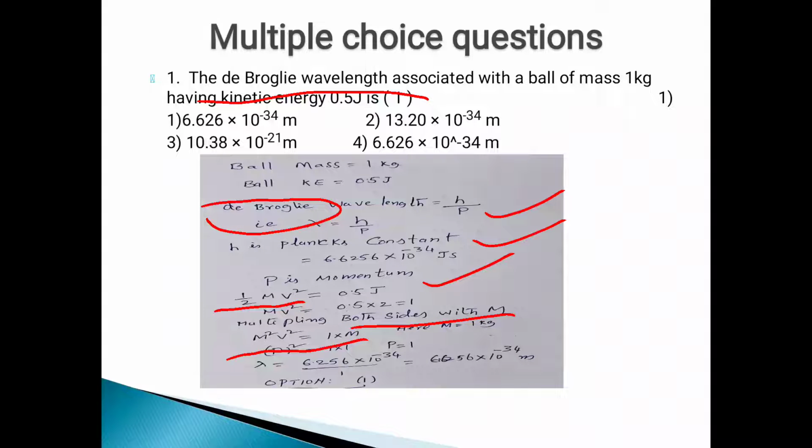Multiplying both sides by m, we get m square v square is equal to 1 into m. Then this can be written as mv whole square is equal to 1 into m. Then instead of mv we can put p, that is momentum. P square is equal to 1 into 1, so p is equal to 1. So lambda is equal to h by p. We know the value of h, and p we have also found out. P is 1. Therefore, lambda is equal to 6.626 into 10 to the power minus 34 meter, which is very small.